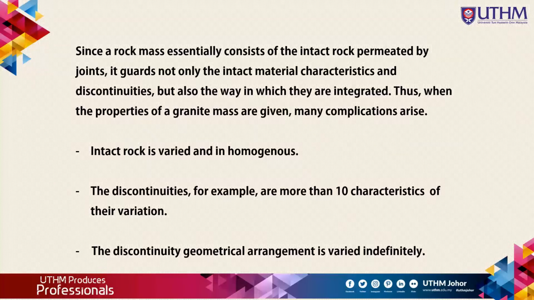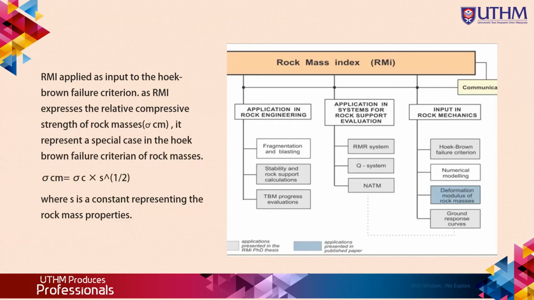Since a rock mass essentially consists of intact rock permeated by joints, it involves not only the intact mineral characteristics and discontinuities, but also the way in which they are integrated. Thus, when the properties of a granite mass are given, many complications arise, such as intact rock being variable and inhomogeneous. The discontinuities, for example, have more than 10 characteristics of derivation, and the discontinuity geometrical arrangement is varied indefinitely.